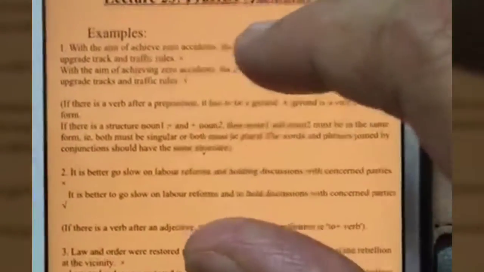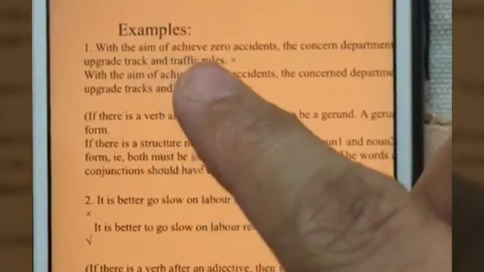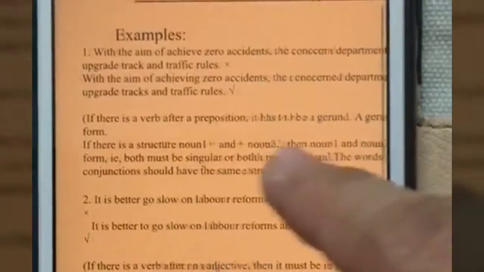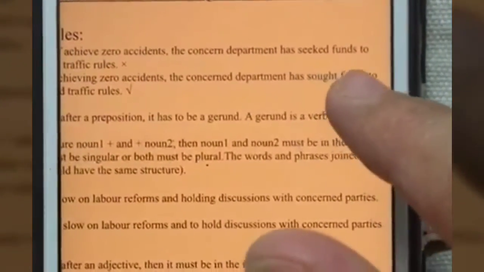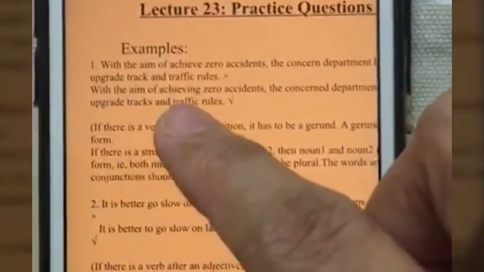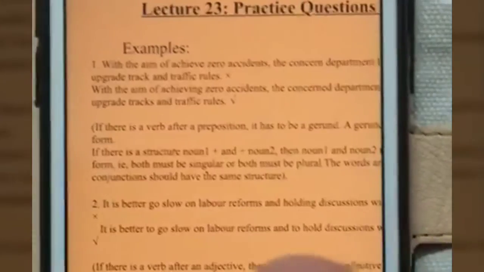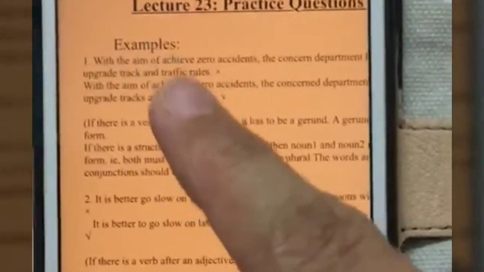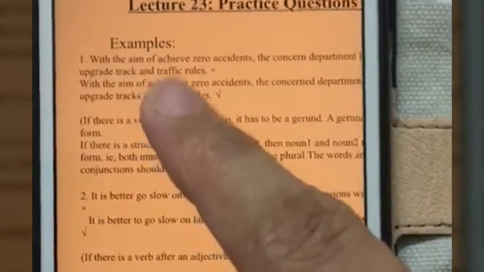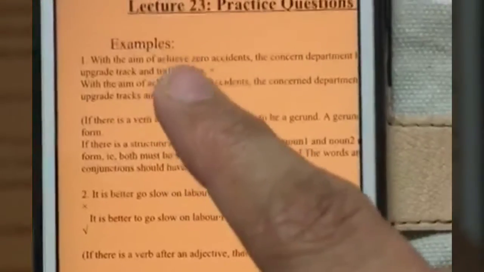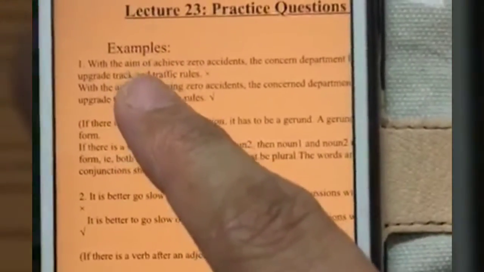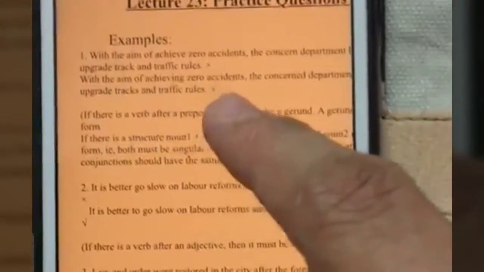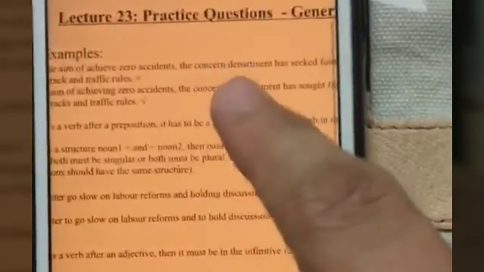All right. So let's look at the first one. With the aim of achieve zero accidents, the concerned department has sought funds to upgrade track and traffic rules. Now there are many errors. First of all, we learned that whenever there is a verb after a preposition, it should be in the ing form. That is a V4 form. So first of all, we have to say with the aim of achieving zero accidents, the concerned department.